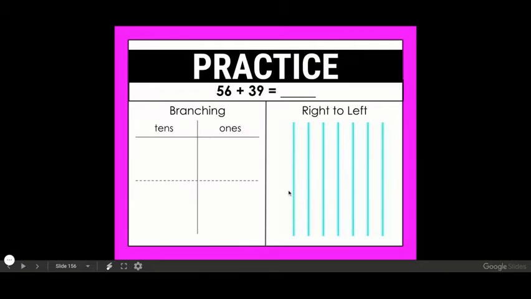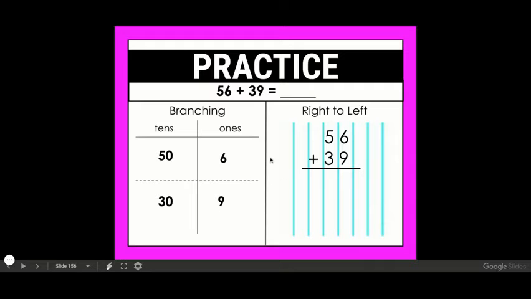The next one we're going to do is 56 plus 39. So again, let's build our first add-in. We're going to start with branching. I have my 5 10s and my 6 ones. Now my second add-in is 39, 3 10s, 9 ones. Now let's set up my problem over here for right to left. Remember, keep your ones in line and your 10s in line.